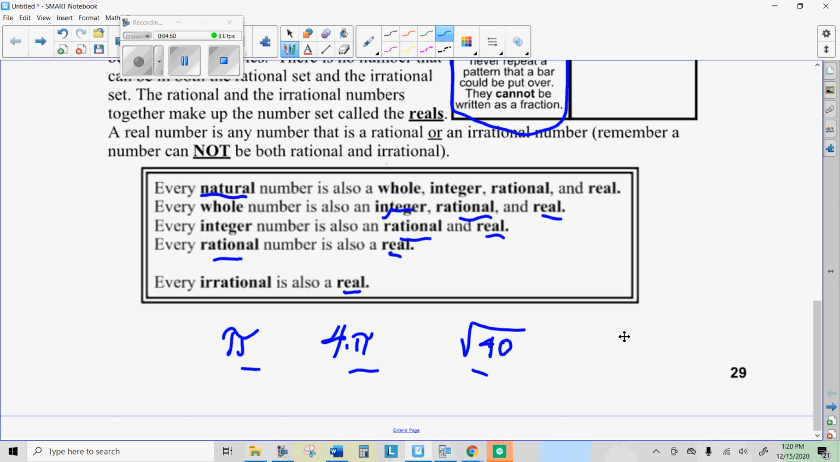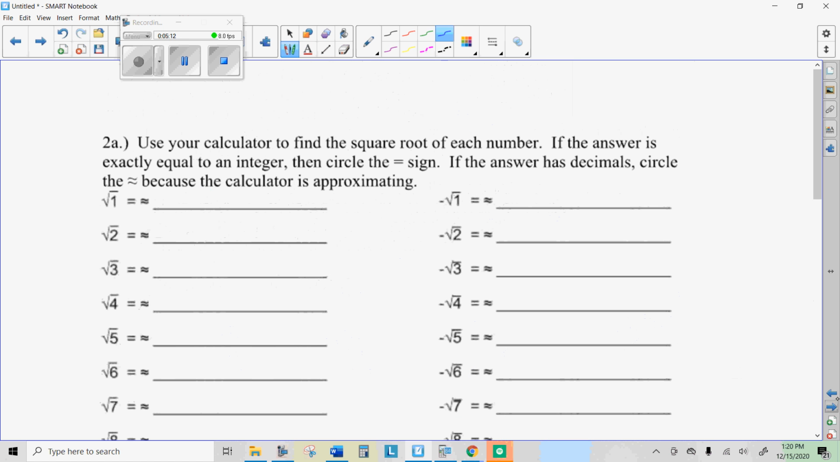Numbers that we can't come up with a decimal number to represent, like the square root of negative 1, we call those imaginary numbers. Don't worry about those for now. We have no reason to use those in 7th grade. But there are some numbers that are not real. All right. So go ahead and use your calculator to find these square roots. Make sure you know where that is.